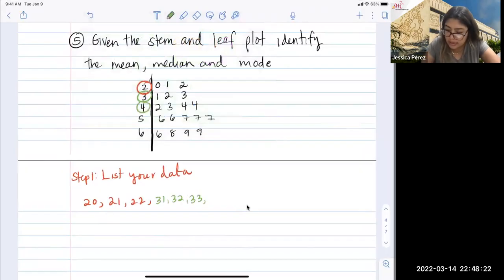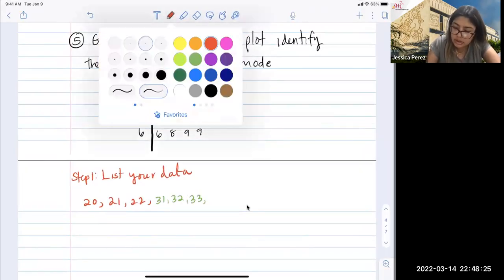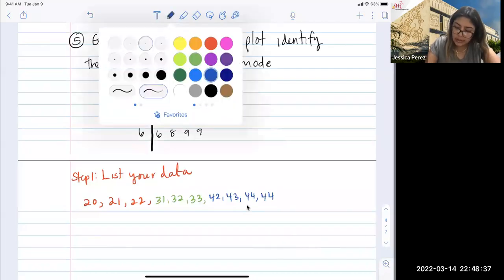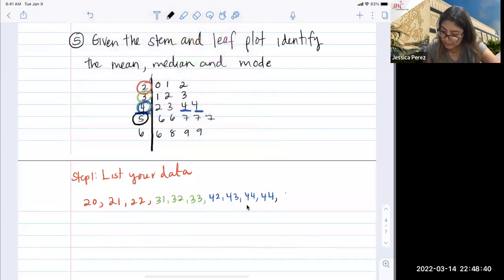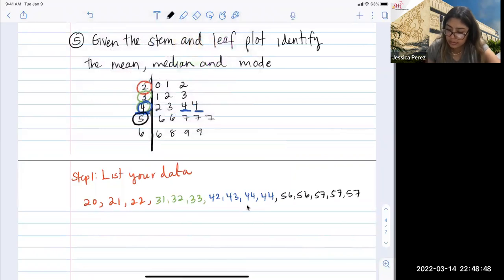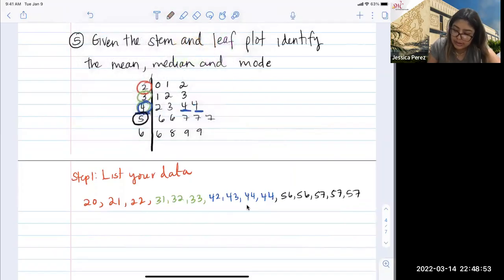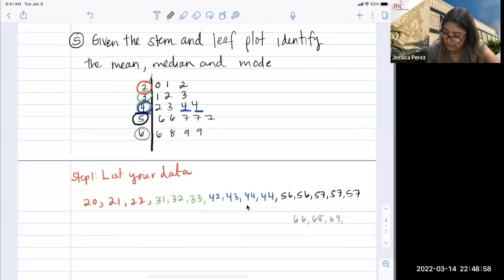The next one up is, let me change colors here, 42, 43, 44. There are two 44s here. Then you have the 5s. So you have 56, 56, 57, 57, and then 57 again. Then you have the 6s, which is 66, 68, 69, and 69.